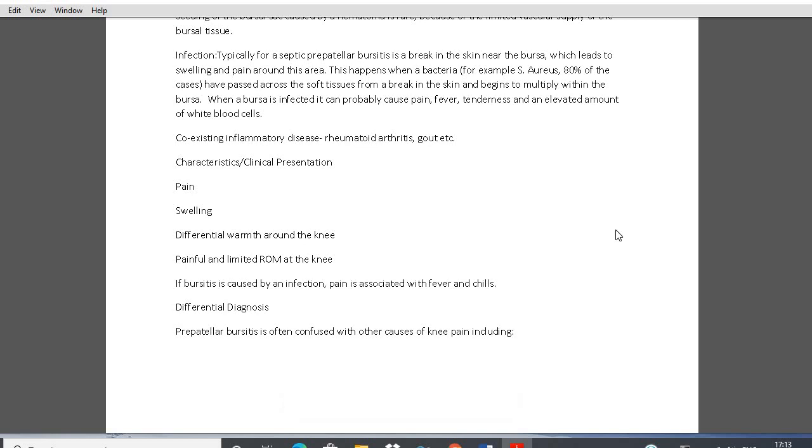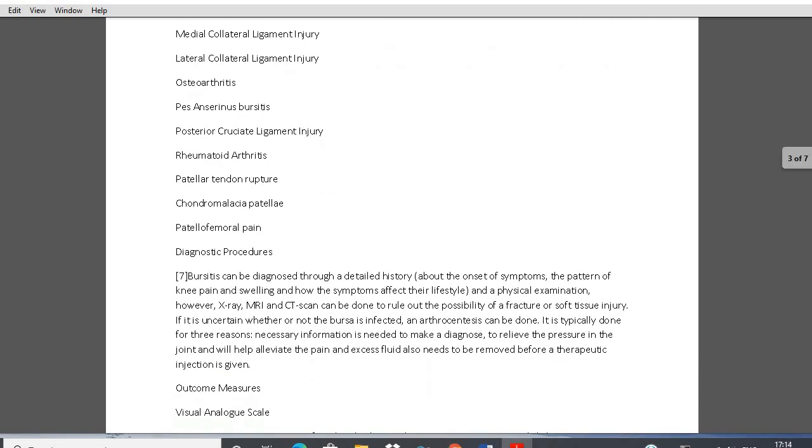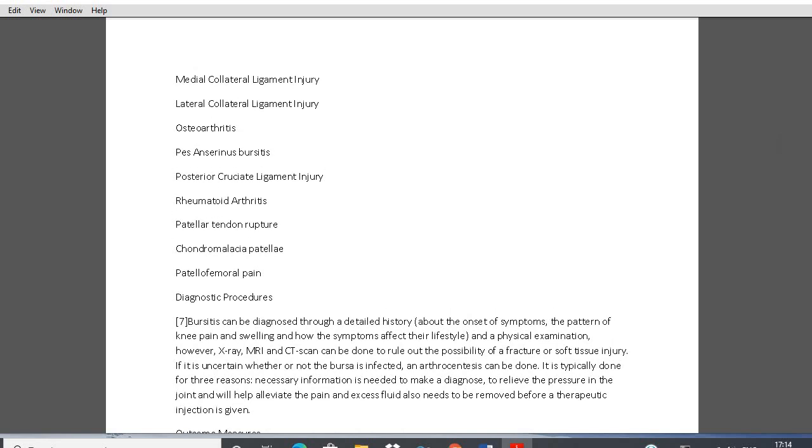Coming to differential diagnosis, we have to rule out some other conditions responsible for knee pain, like medial collateral ligament injury, lateral collateral ligament injury, osteoarthritis, pes anserine bursitis, which is another bursa located around the knee joint inferiorly, then posterior cruciate ligament injury, rheumatoid arthritis, patellar tendon rupture, and chondromalacia patella, where we have already seen the degenerative changes on the posterior side of the articular cartilage of the patella. Then you have patellofemoral pain.